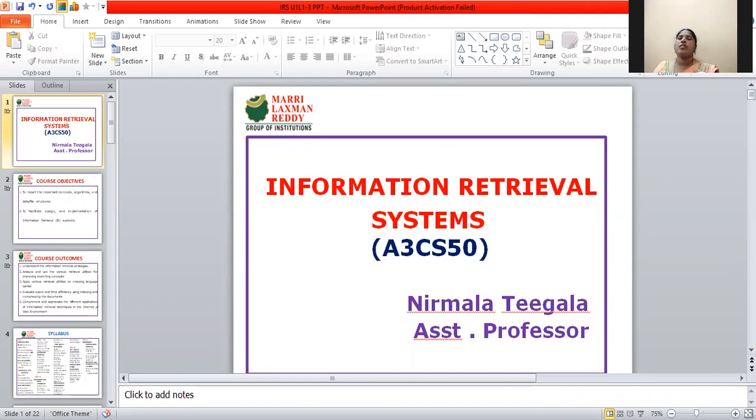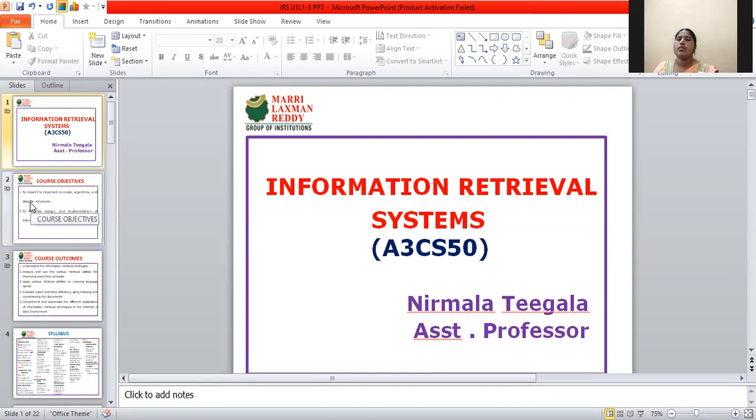Today we are going to discuss information retrieval systems. Today's agenda covers the course objectives of IRS, the course outcomes of IRS, the syllabus, and an introduction to information retrieval systems, the block diagram of an information retrieval system, and the difference between information retrieval and data retrieval.